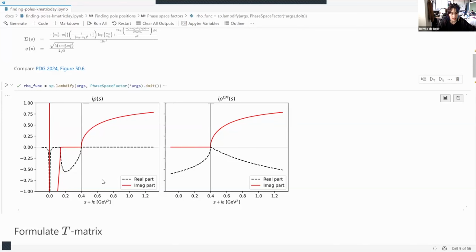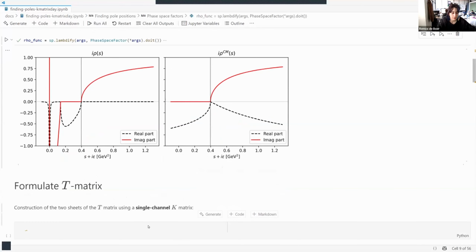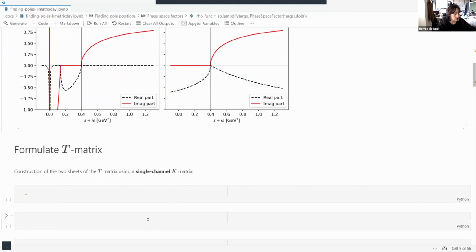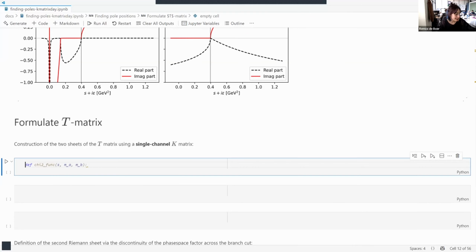Now we want to come to our problem. We now want to find the pole positions for the given K-matrix parameterization within the complex plane. So what are we going to do now? We are now going to construct our T-matrix for 1 channel and 2 resonances. For this, I will define some matrix symbols.